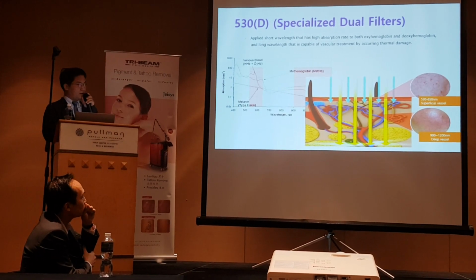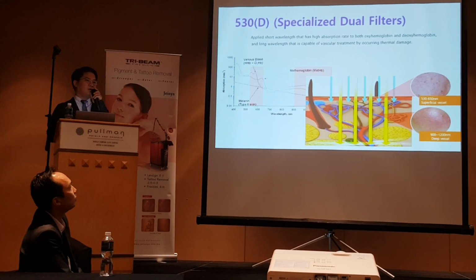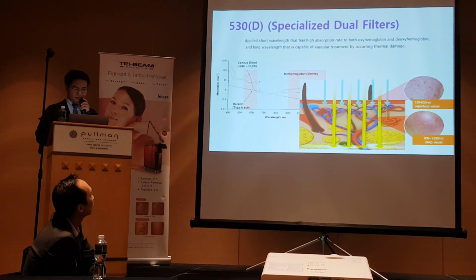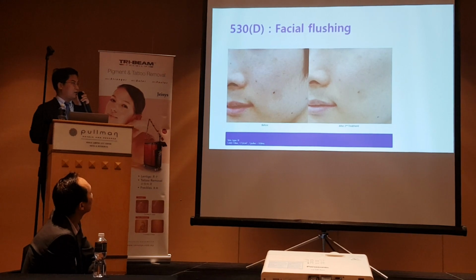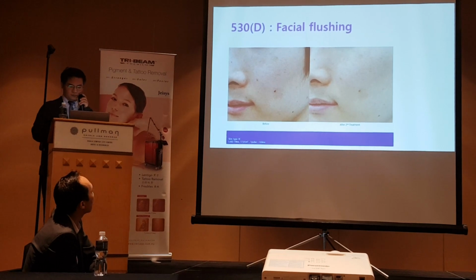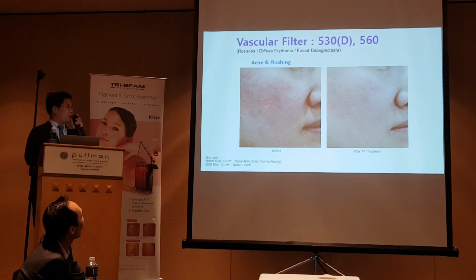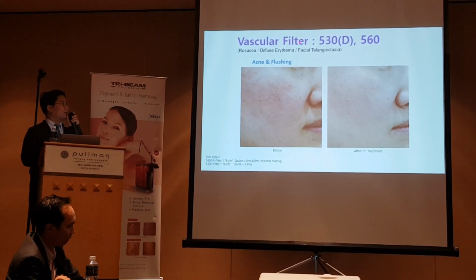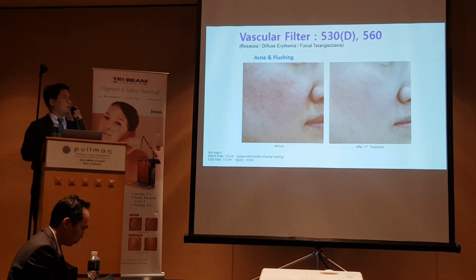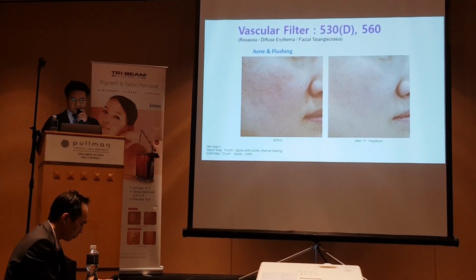And I think the 530D color filter is very, very useful for blood vessels. Facial flushing before and after the second treatment. Acne and flushing combined the 530D color filter and the 560 nanometer color filter. That's a good outcome.